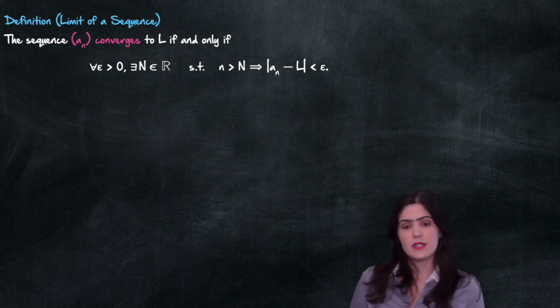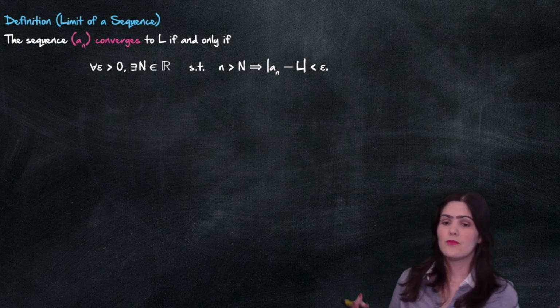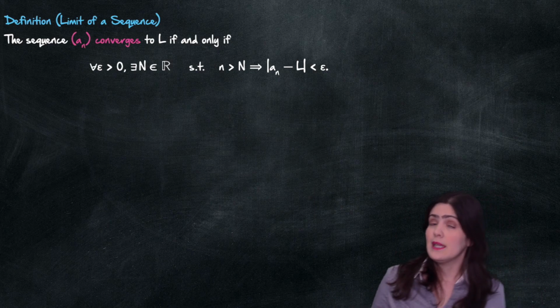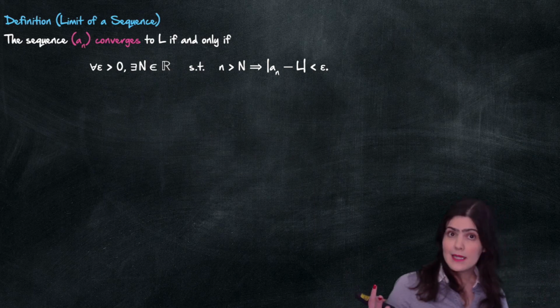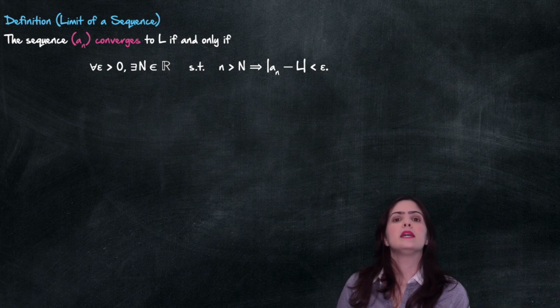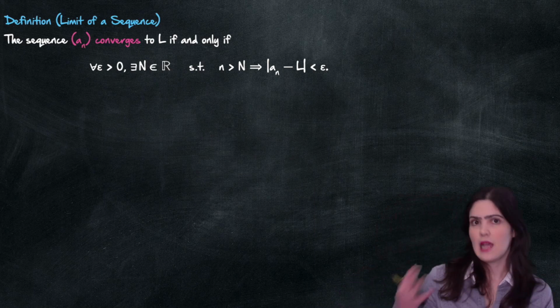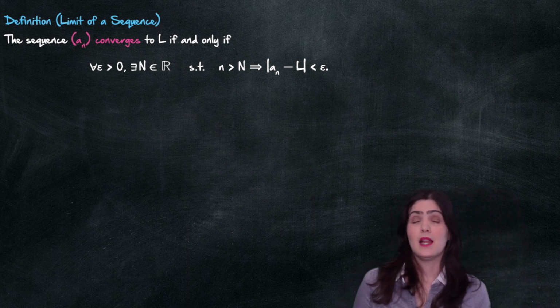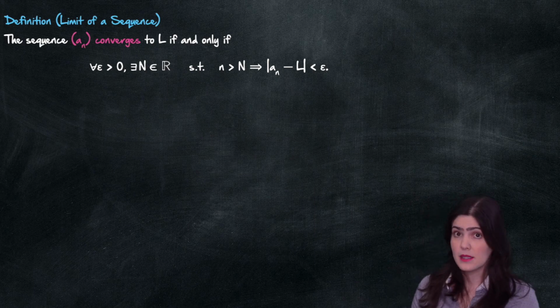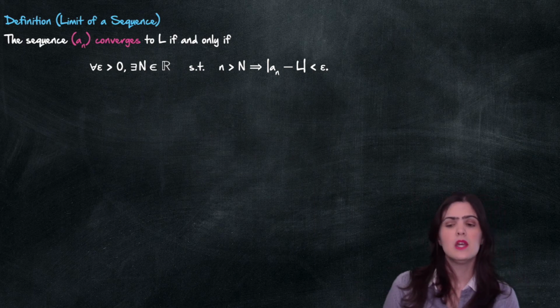The definition is, well, the sequence an converges to L if and only if for every epsilon positive there exists a real number N such that if n is greater than this capital N, then the distance between an and L is less than epsilon. Excellent.